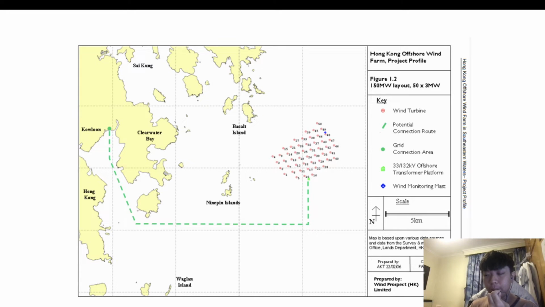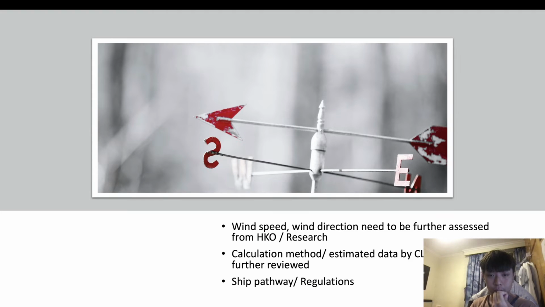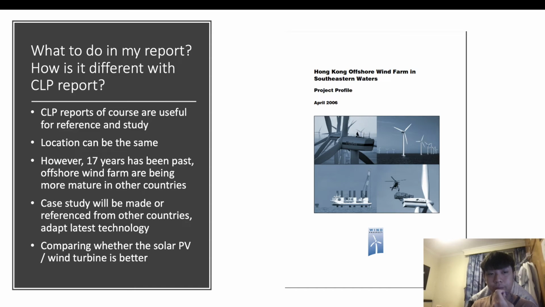And sorry for this part, I would like to be quite brief because I haven't finished this yet. But wind speed and wind direction would need to be further assessed from the Hong Kong HKO or research regarding the weather historical data, and the calculation method and estimated data by CLP need to be further reviewed by me. And we have to consider also the ship pathway or other regulations by the Hong Kong government.